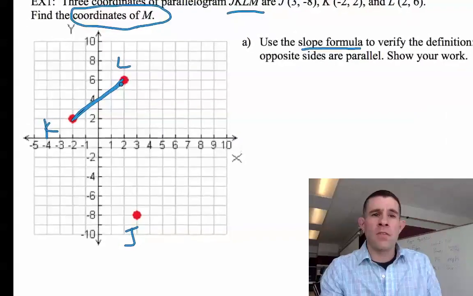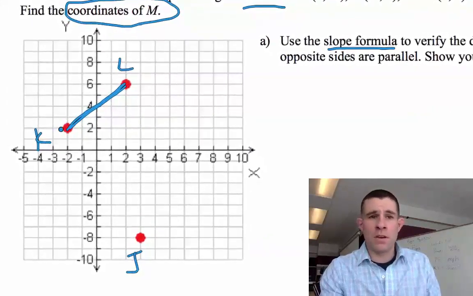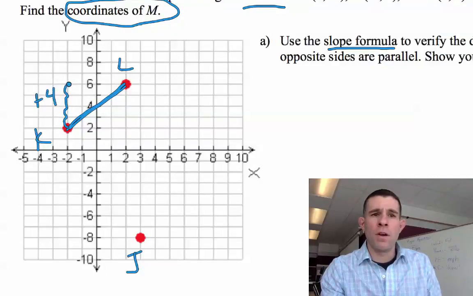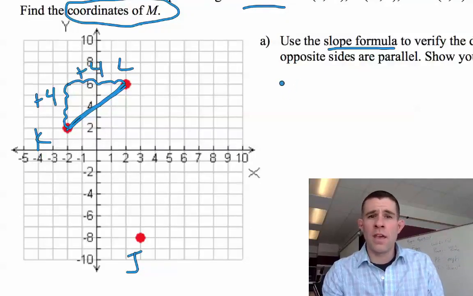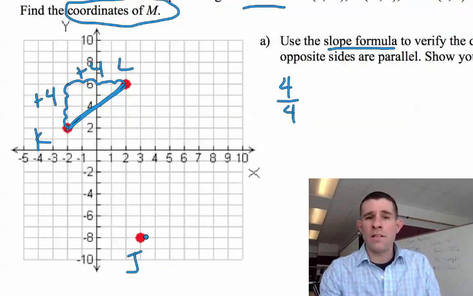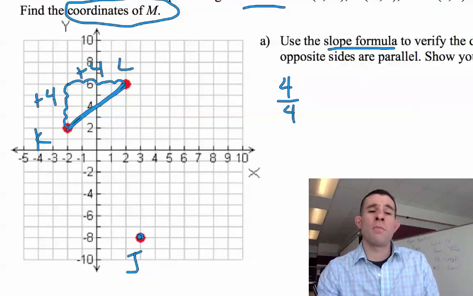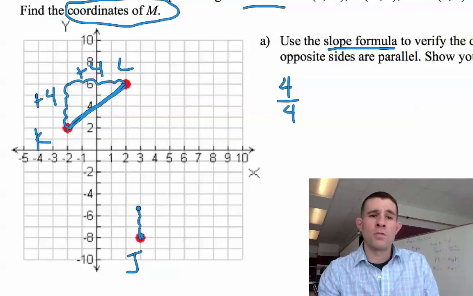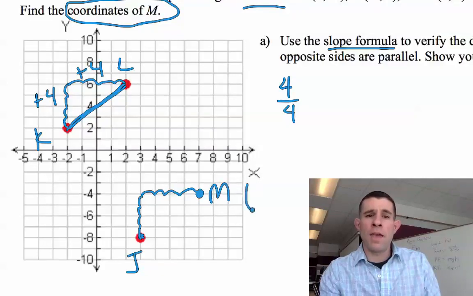To find the slope of K to L, remember slope is rise over run, I'm simply going to count on my grids. I'm going to count up 1, 2, 3, 4. So that's a rise of 4, and I'm going to run 1, 2, 3, 4 as well. So my slope of KL is a rise of 4 and a run of 4. Now I'm going to use that same idea of slope to count from J to find where the possible point for M might be. So I'm going to rise 1, 2, 3, 4 and run 1, 2, 3, 4. So right here is my possible point for M, and that's the coordinate 7 over and negative 4.